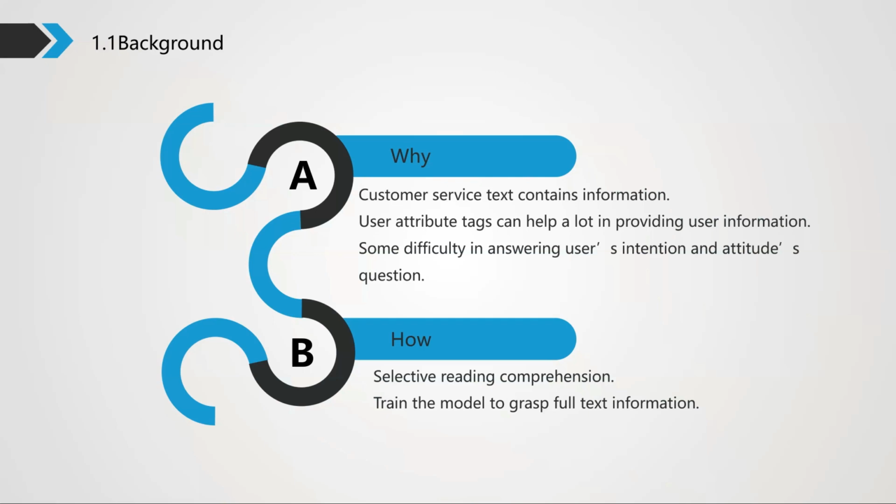However, there is something difficult in answering questions about users' intentions and attitudes. And answering these questions needs the ability to grasp the full text information and extract users' feelings and attitudes. So to solve this problem, I used the sentence-level pre-training technology to train the model to understand the full text information, then better answer this type of question.